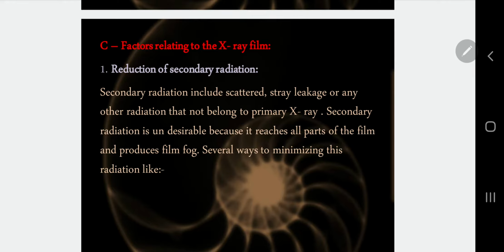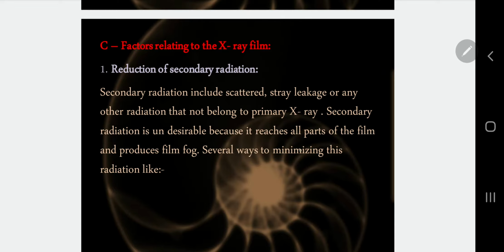Factors relating to the X-ray film. Reduction of secondary radiation. Secondary radiation includes scattered, straight leak, or any other radiation that does not belong to the primary X-ray. Secondary radiation is undesirable because it reaches all parts of the film and produces film fog.